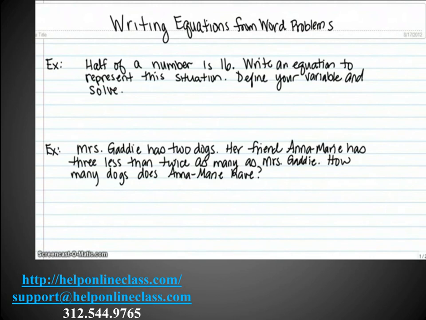So in this particular problem, it says half of a number is 16. That's really the only important piece of information we have here. The rest of the information happens to be just instructions. So we'll start there. First off, what are we trying to find? I think we're trying to find a number. Well, that's the number we're trying to find, right? So we set that as our variable. So let's let n equal the number.